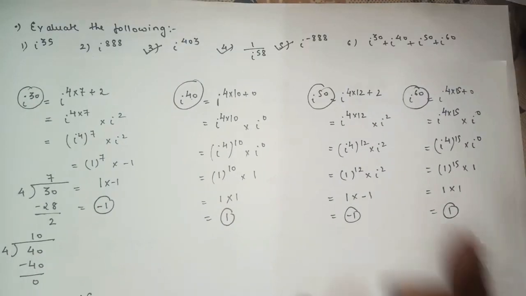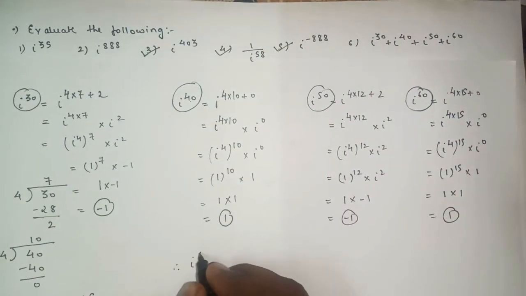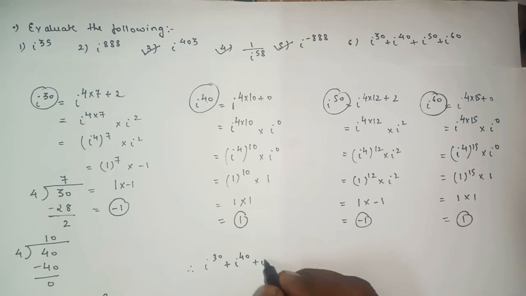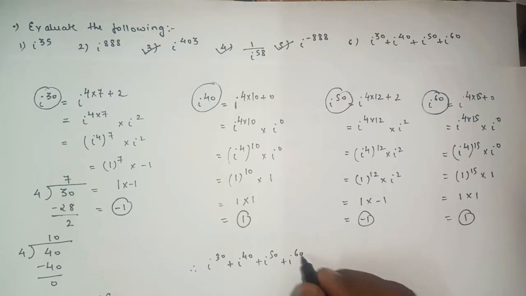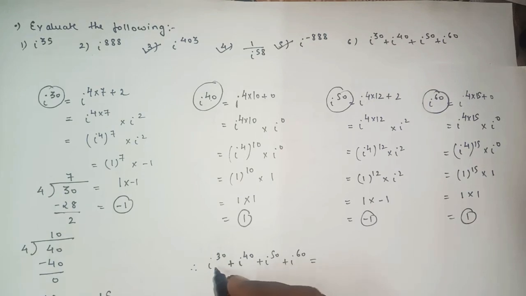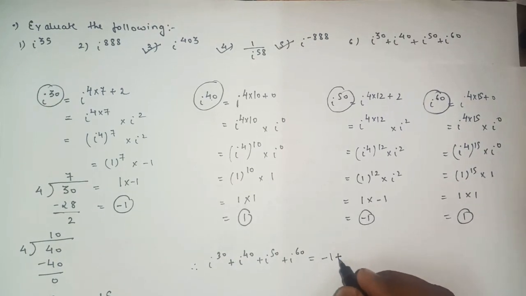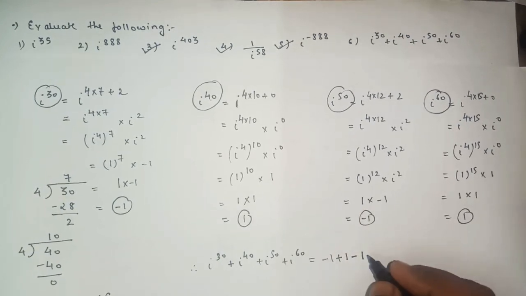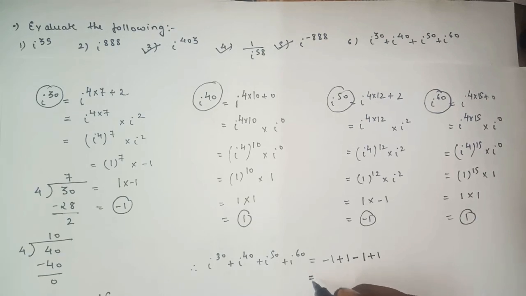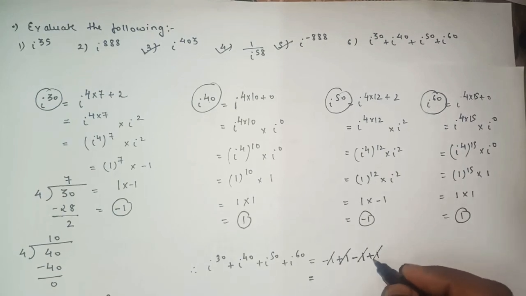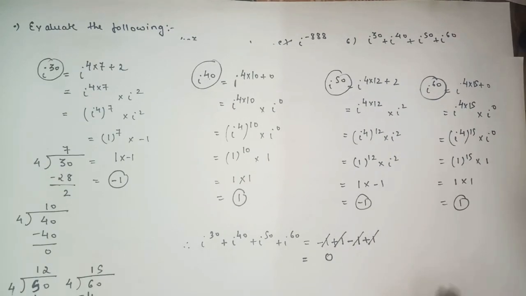Now in the question it says that we have to find the answer for i^30, i^40, i^50, i^60. So first you find all the values separately, i^30, i^40, i^50, i^60, and then simply substitute the value. i^30 is minus 1. i^40 is 1. i^50 is minus 1. i^60 is 1. Yes or no? So here clearly we can see that minus 1 and plus 1 will get cancelled, minus 1 plus 1 will get cancelled, and we will get 0.